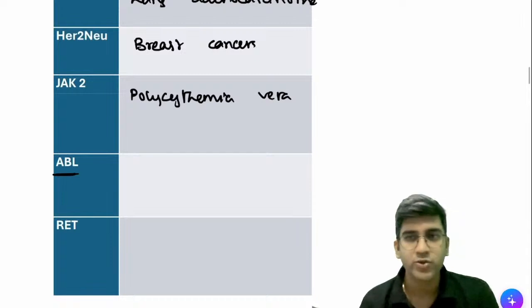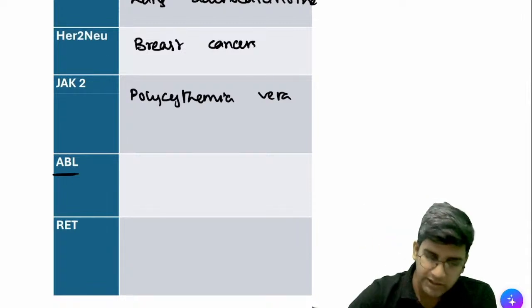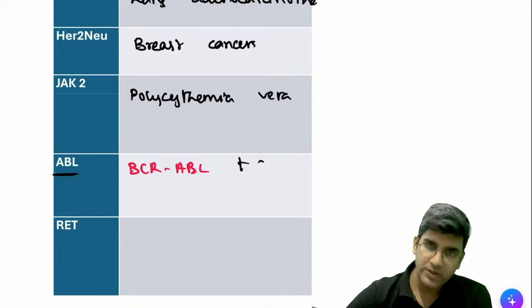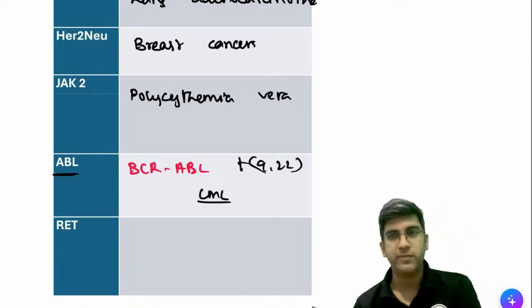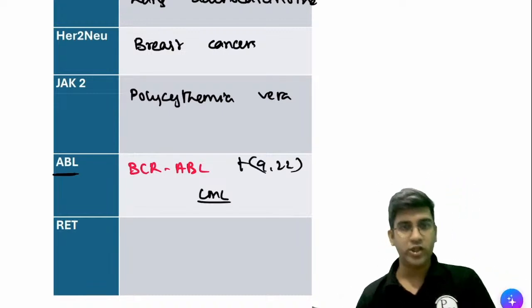ABL. You guys should know ABL. Where do you see ABL? I'll add one more term to it. It becomes much easier. BCR-ABL. Where do you see BCR-ABL? That's a common question. Or a translocation between 9 and 22. It's seen in chronic myeloid leukemia or a CML. That's a very common finding, right? BCR-ABL is seen in chronic myeloid leukemia.